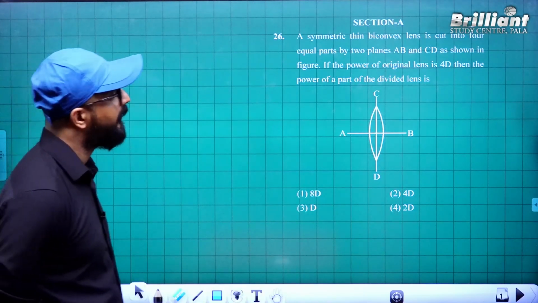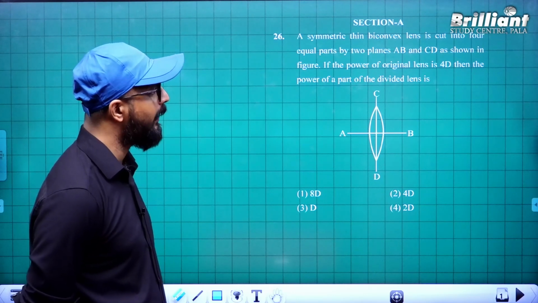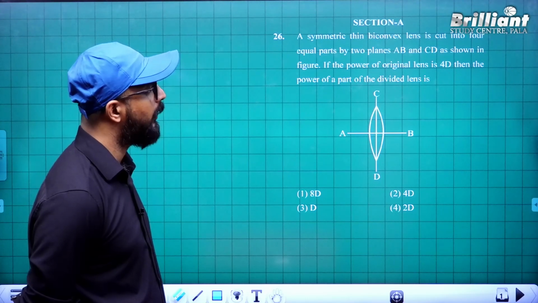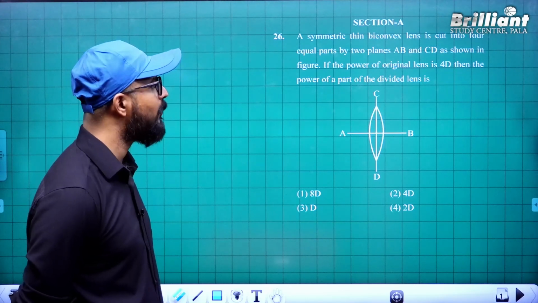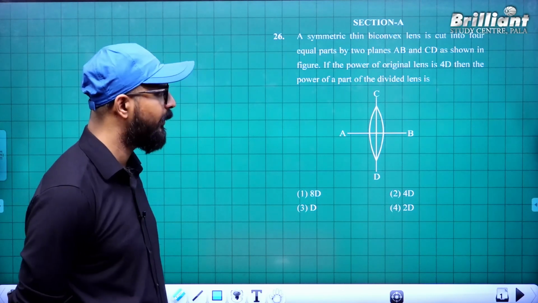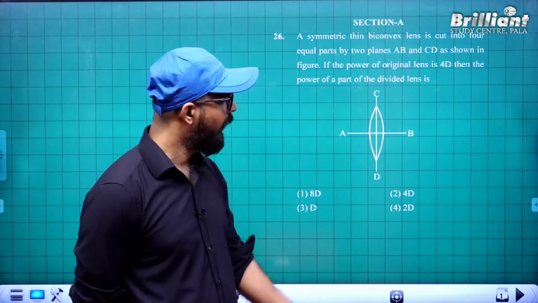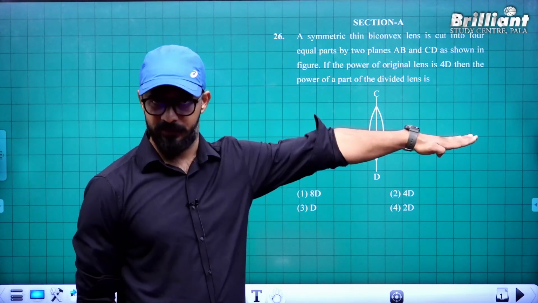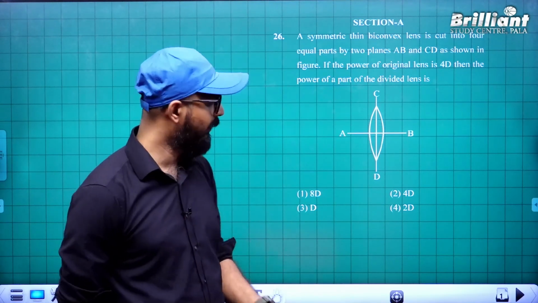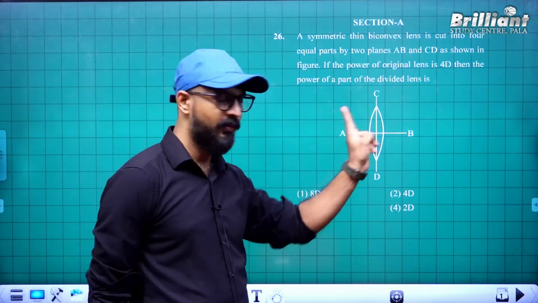A symmetric thin biconvex lens is cut into 4 equal parts by two planes AB and CD as shown in the figure. Original power of the lens is 4D, then the power of the part of the divided lenses. You can see that the lens has been divided into two parts, horizontally and vertically. The horizontal division will not change the focal length or the power. It will not change anything, but the vertical cut would actually change the power.